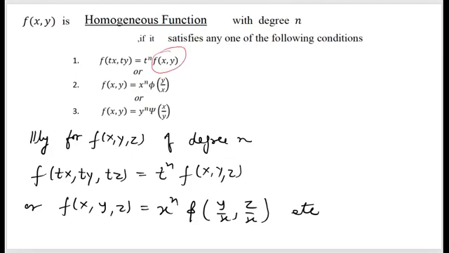Or the other way is that the variable can also be taken common and the function can be written as x to the power n times something in y by x, or y to the power n times something. That n will tell you the degree, so degree is important for a homogeneous function. The same logic is applicable to 3 or n number of variables.